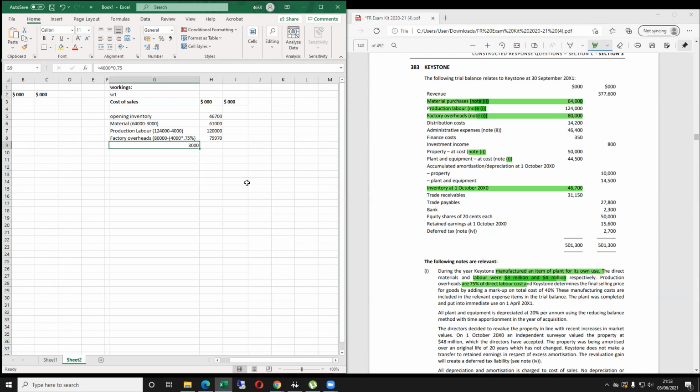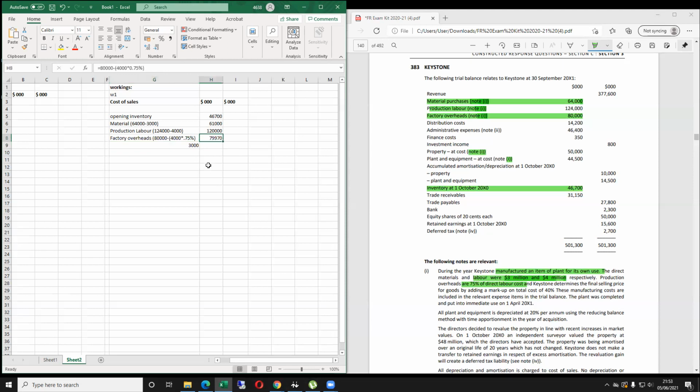We are taking it out. But how come we took it out of factory overheads and not production labor? Because it's production overheads, the same. It's just the name of overheads. Either you say factory overheads or production overhead, because there is no production overhead specifically. It's only factory overheads given in the exam question. Okay, fine, we can assume it's the same.